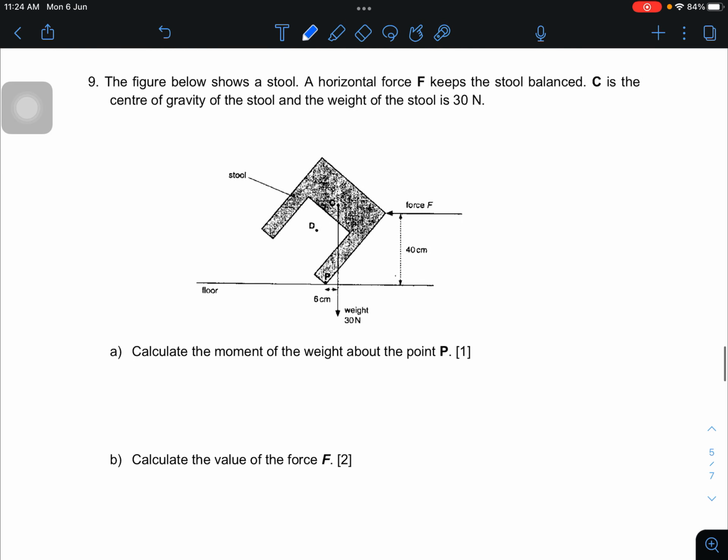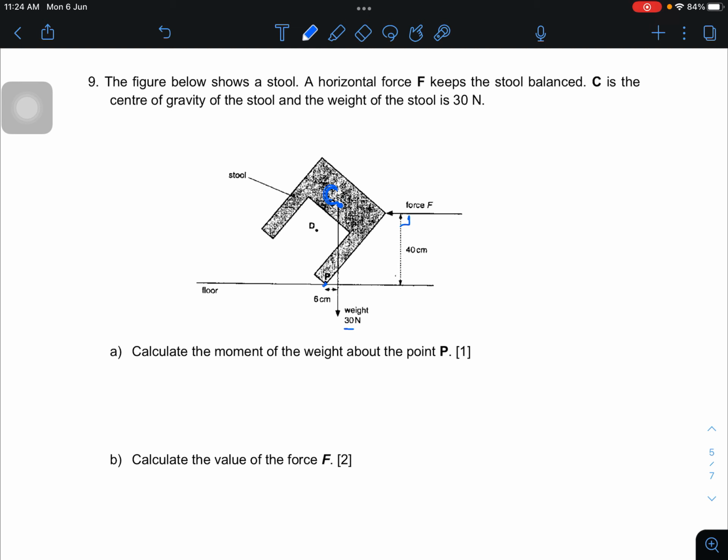Question 9. The figure below shows a stool. A horizontal force F keeps the stool balanced. C is the center of gravity of the stool, and the weight of the stool is 30 Newton. It's a bit unclear. C is here, I'm going to write a big C here. That's where the CG is, and the weight is 30 Newton. Pivot is right at this point here. This is where the entire stool balances on. That's 6 cm away from the CG. And then I have a horizontal force F that keeps the stool in position, and it's 40 cm away from the pivot, perpendicular distance.